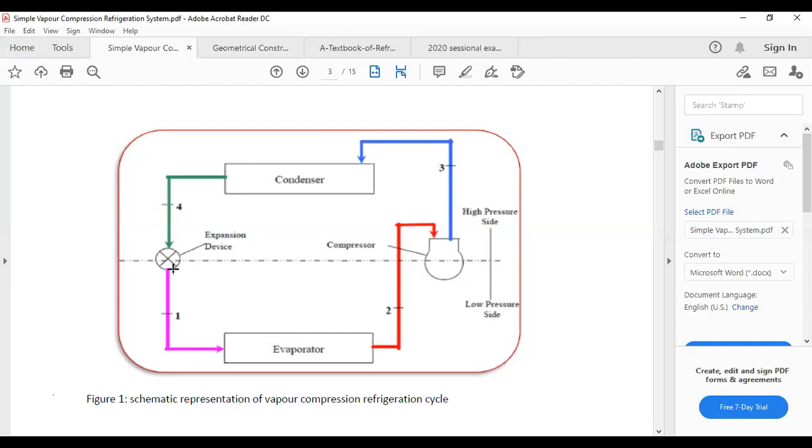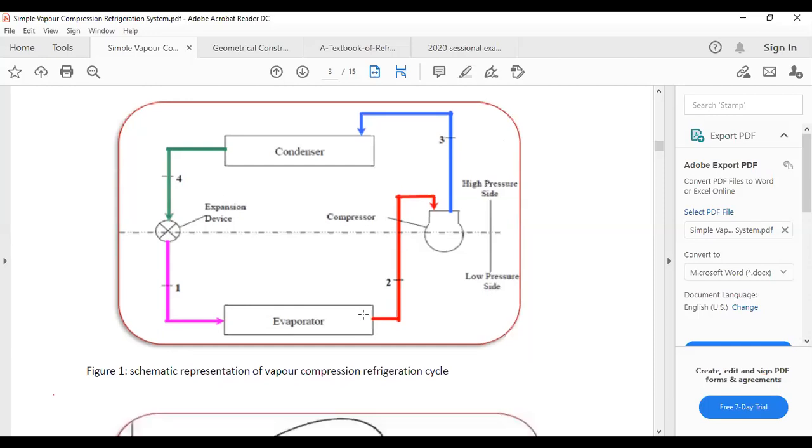These expansion devices are different as you move from system to system. We will look at each component in the next topic, at how these components are made and how they are employed.